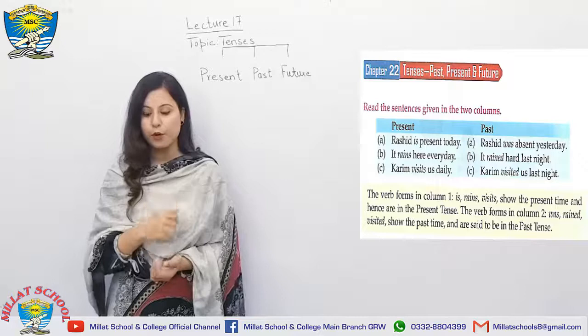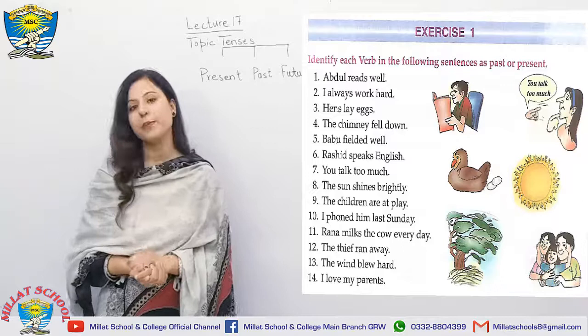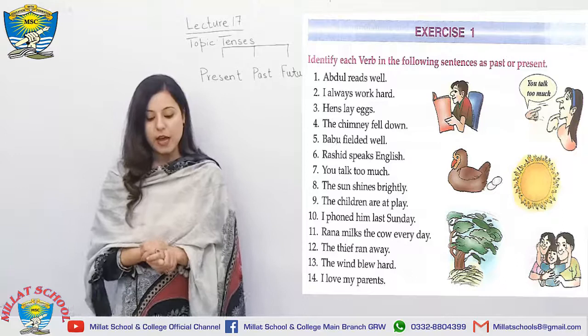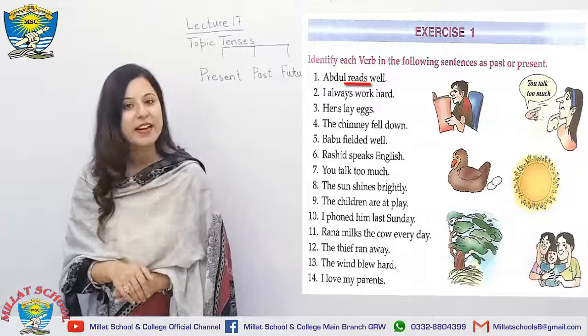If you have a look on this page, exercise 1 is going to be your best exercise because now you are able to identify the present tenses and the past. Have a look on it. Abdul reads well. Yes, reads is a present. This verb tells us that this is a present tense.